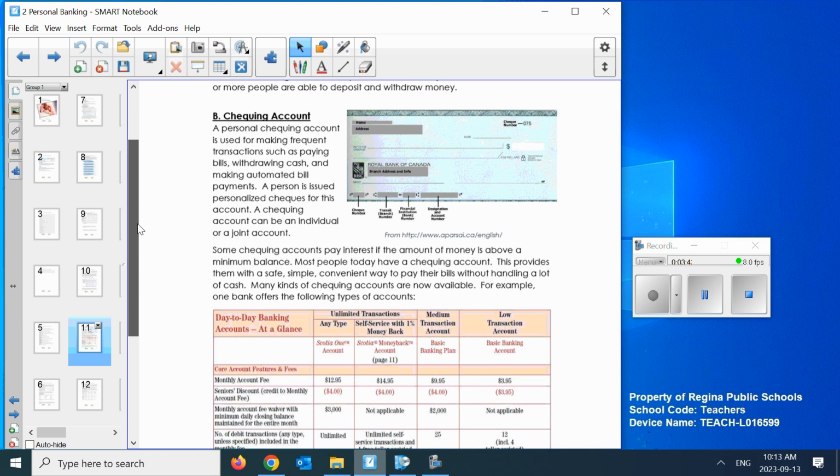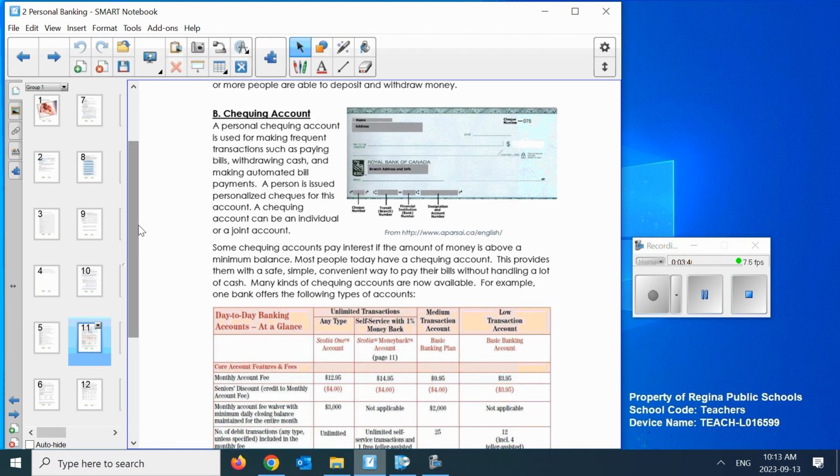Checking accounts. Even though you don't write checks, maybe, most of us, and I operate mostly from a checking account. Personal checking account is used for making frequent transactions, not just checks. Paying bills, withdrawing cash, like from the machines or in person. And automated payments. I'll give you one example of one of my automated payments. I have a mortgage. Each month, I don't see the money. It just gets transferred right out, automatically paid. I could set up my power bills and my energy bills, gas, stuff like that, to just come directly out. And that's through a checking account, even though you don't write checks.